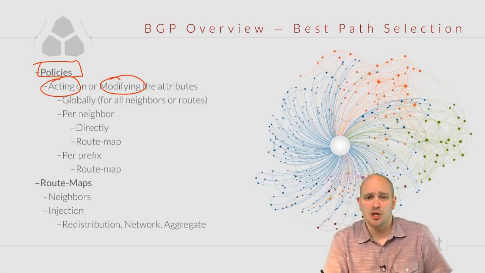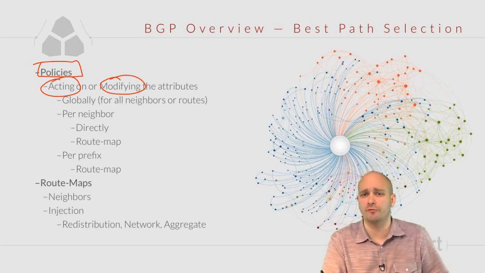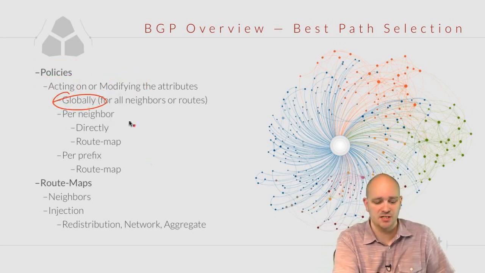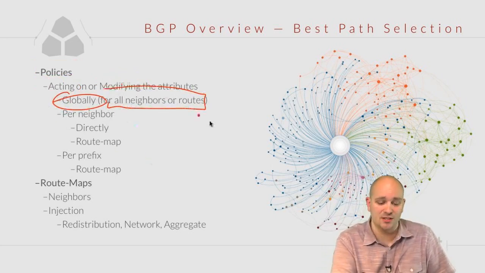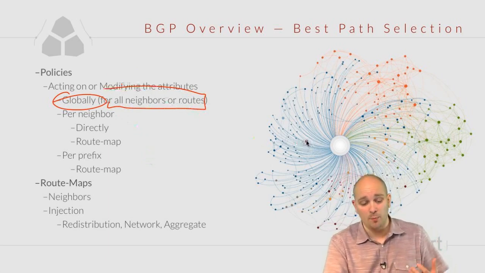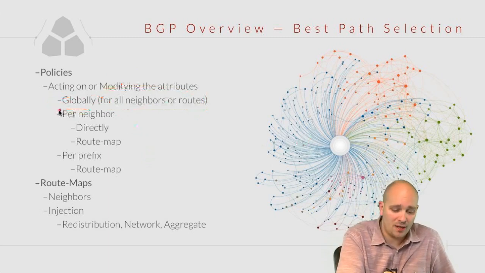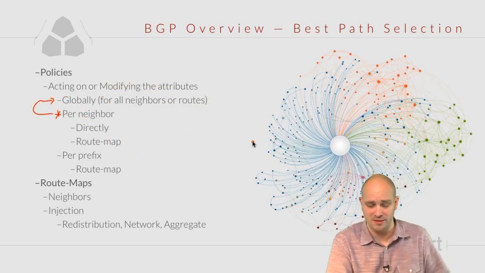With BGP, you have a great degree of freedom in how to define your policies. You can apply policies globally on the BGP process, in which case those policies will apply for all the neighbors and all the routes. You can also apply those policies per neighbor, and per neighbor settings will obviously override global settings.